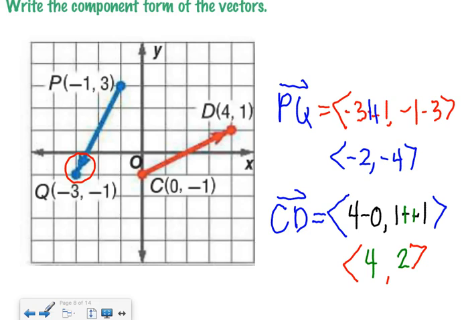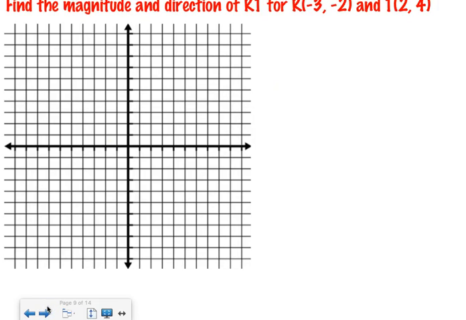Okay, now let's try to find the magnitude and direction of a vector. Start off by plotting your points. If you're wondering how to tell which one's your starting point and which one is your terminal point, whatever letter is listed first, that's your starting point. That's how I know R is my initial point.